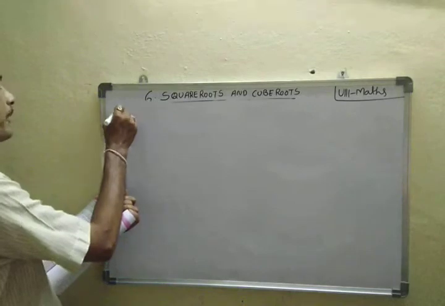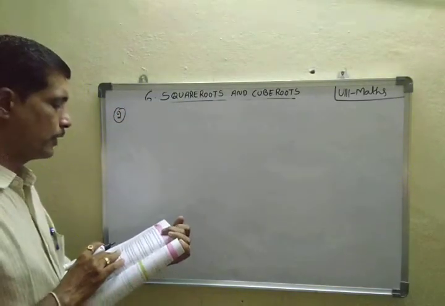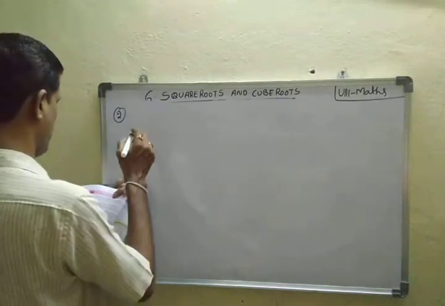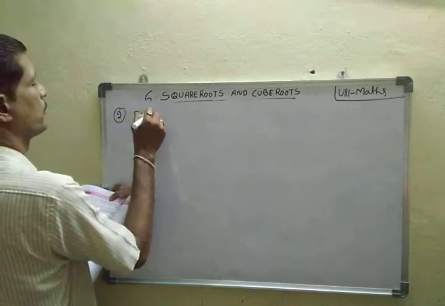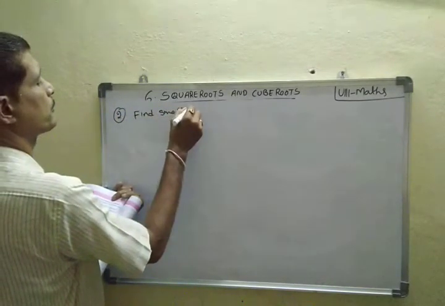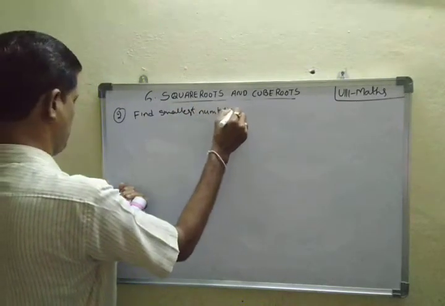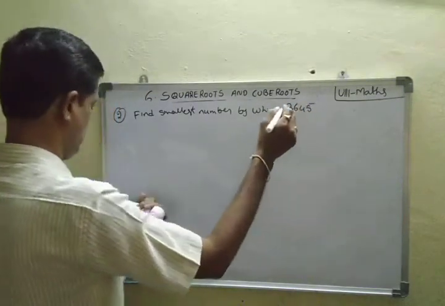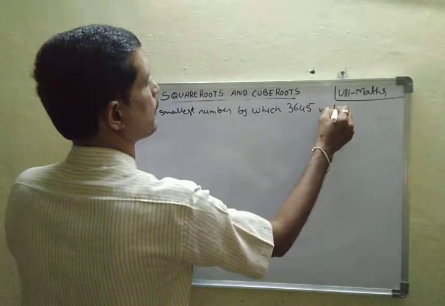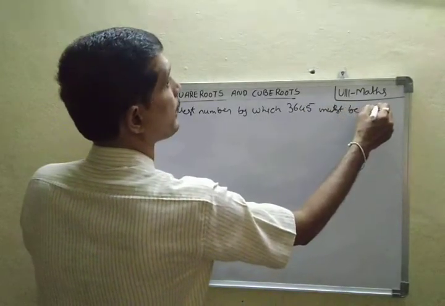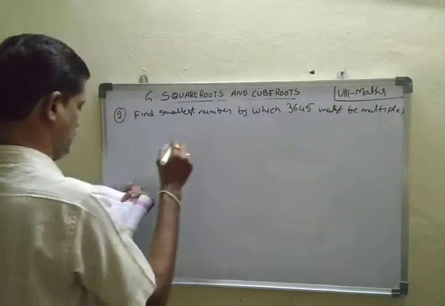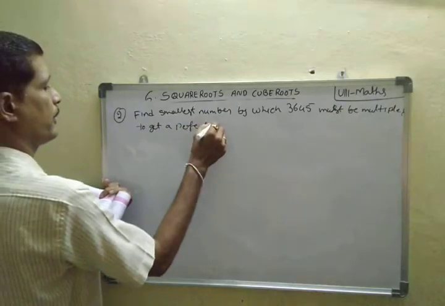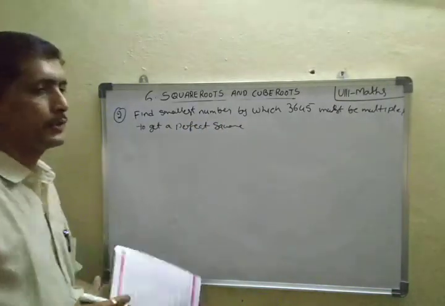Next, second one. Find the smallest number by which 3645 must be multiplied to get a perfect square. Here by using the prime factorization method only.